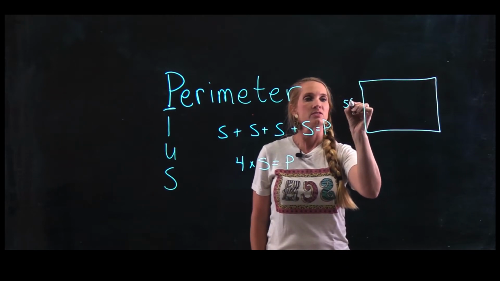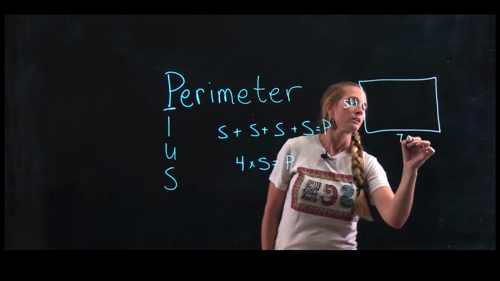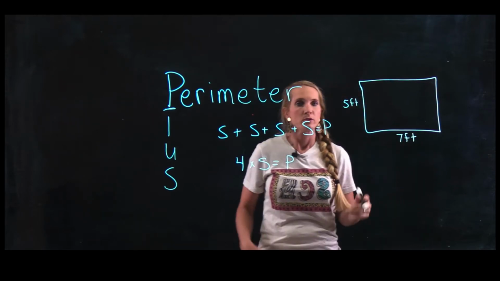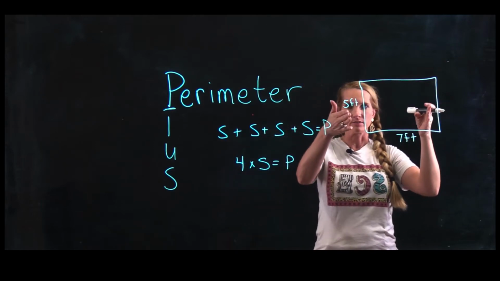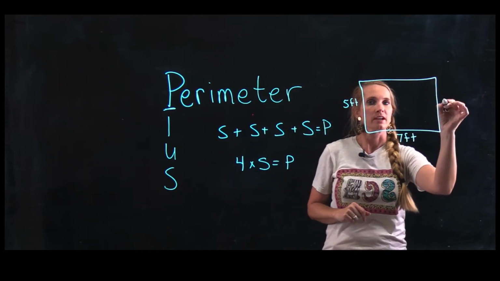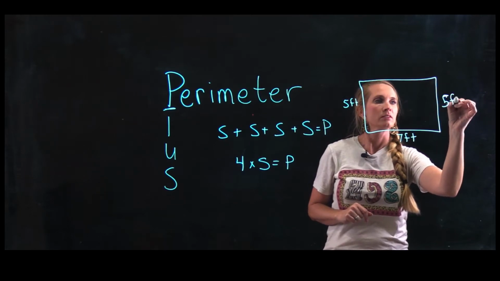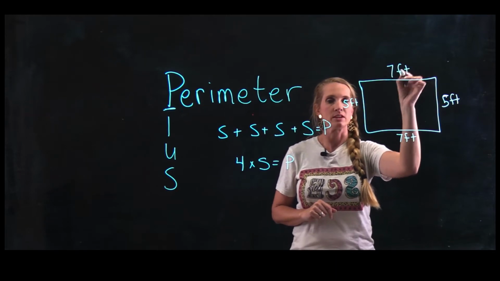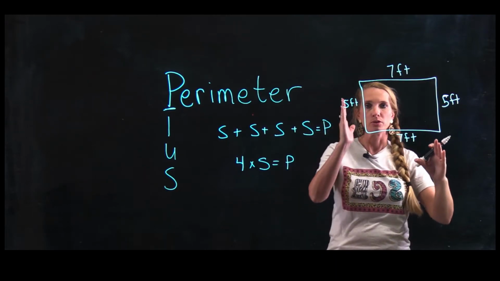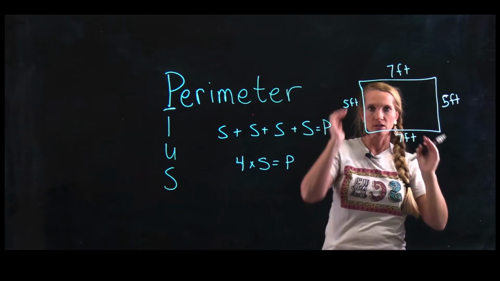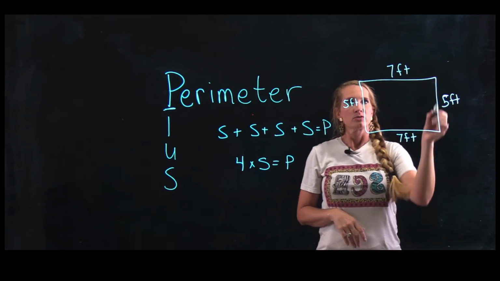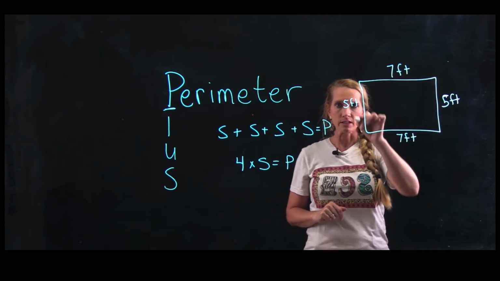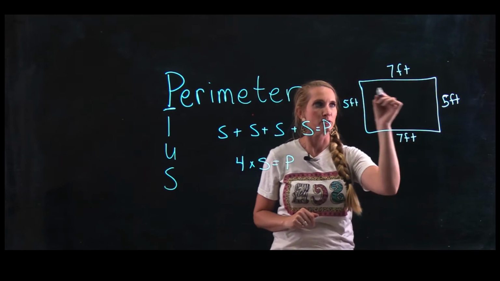And let's say this side is 5 feet and the width or the length is 7 feet. So when you look at a regular rectangle, you know that if this side is 5 feet, then this side is 5 feet. If this side is 7 feet, we know that this side is 7 feet, because when you're looking at a regular figure, in a rectangle, opposite sides are the same amount. So to find the perimeter is going around the outside, and we're going to add those sides up.